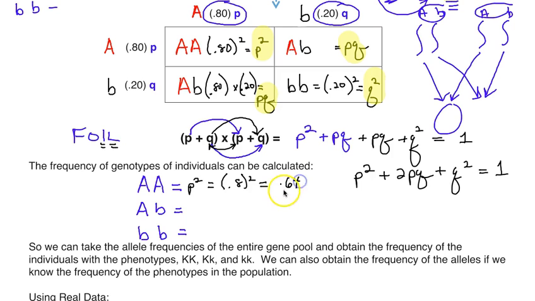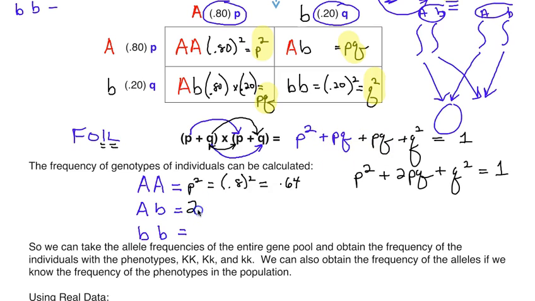What does that mean? 64% of all the people in the population are homozygous dominant. What about little a, big A, little b? The homozygous recessive, homozygotes, I should say. I can do this. Well, it's right here.